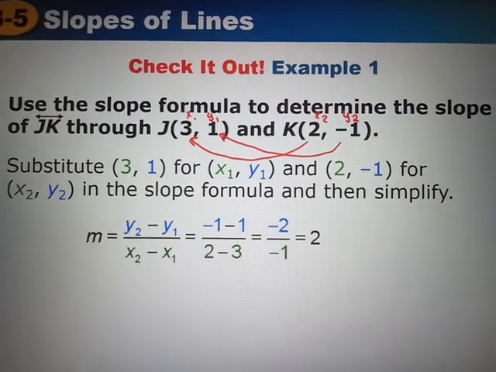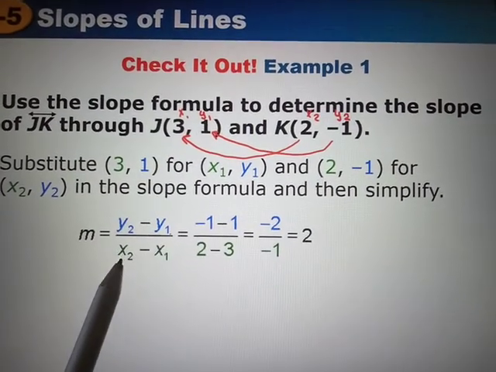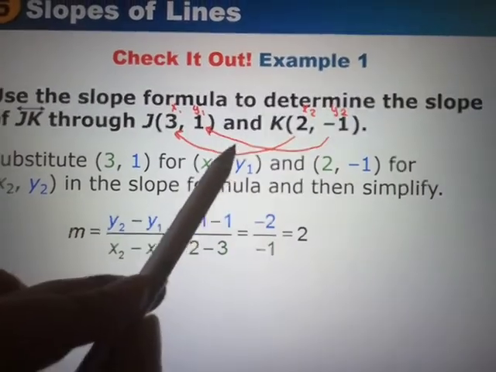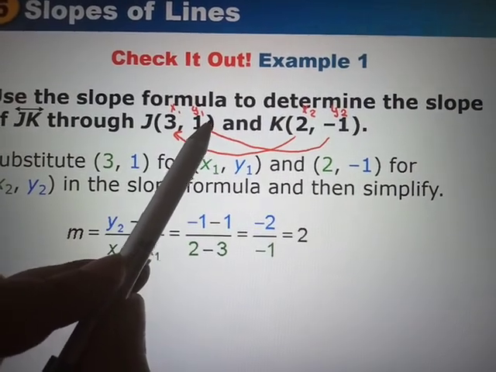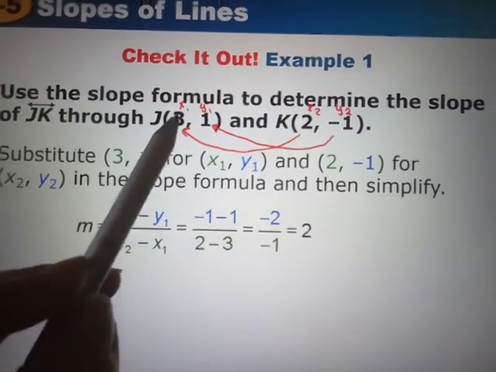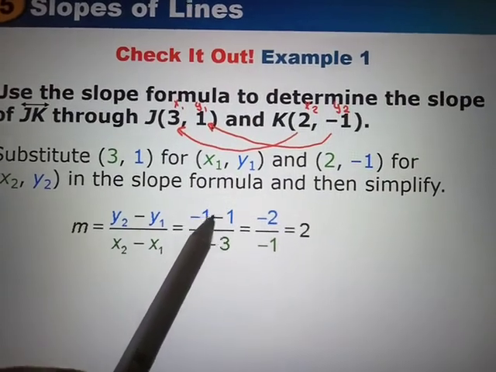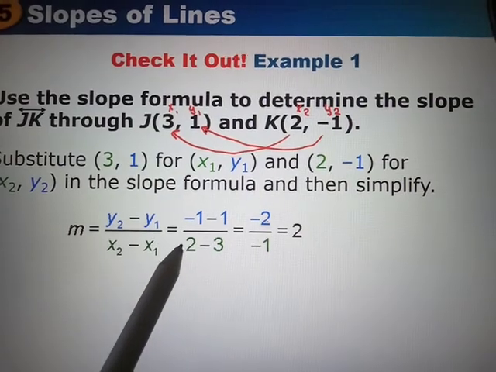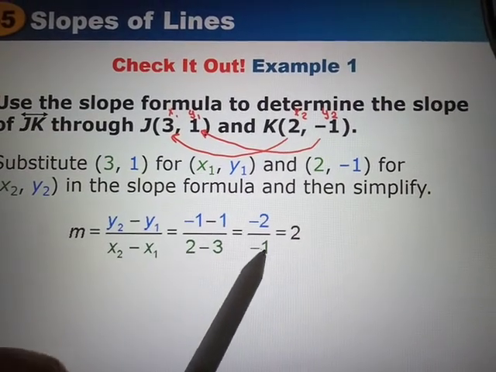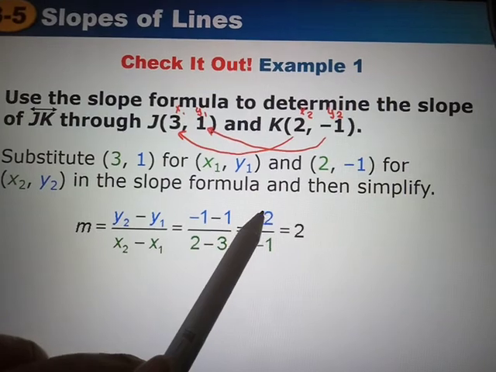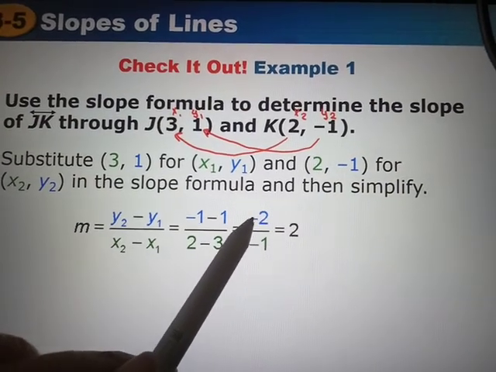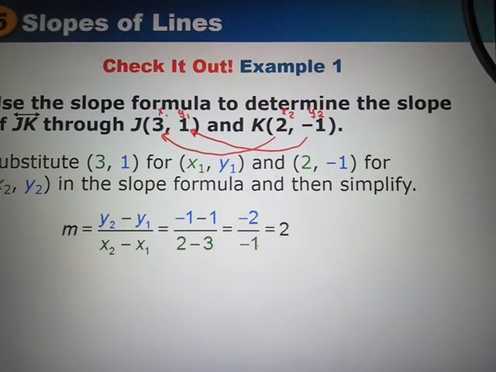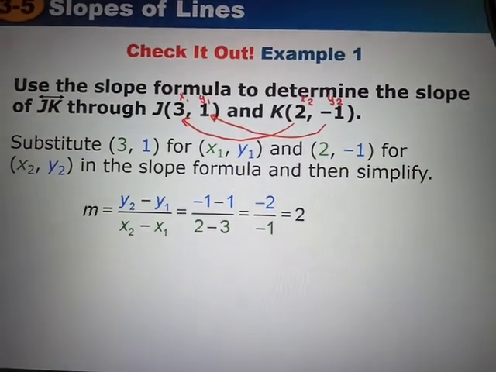Write the formula here: y2 minus y1 over x2 minus x1. So -1 minus 1 over 2 minus 3. Negative, same sign, put the sign and add them together, so it will be -2. Different sign, put the sign of the greater and subtract. So -2 over -1. Negative divided by negative is positive, and 2 divided by 1 equals 2. So the slope for this problem is 2.